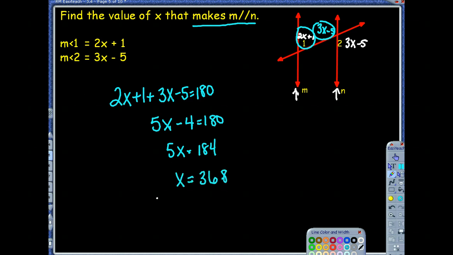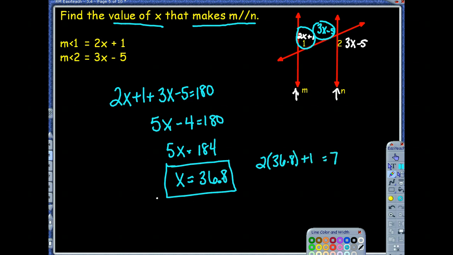And all they asked for was the value of x that makes those lines parallel. Sorry, 36.8. Make sure you can see that dot. So that is the value of x that would make that work. And could we substitute those in and check it? We could. If I substituted it back in, if I put 2 times the 36.8 and then add 1, that angle 1 is 74.6.